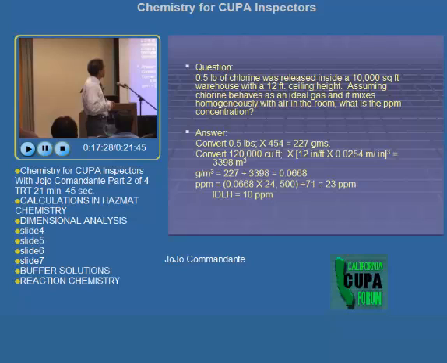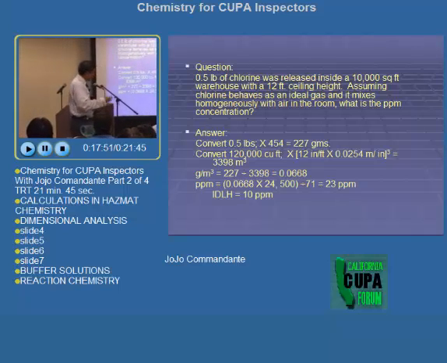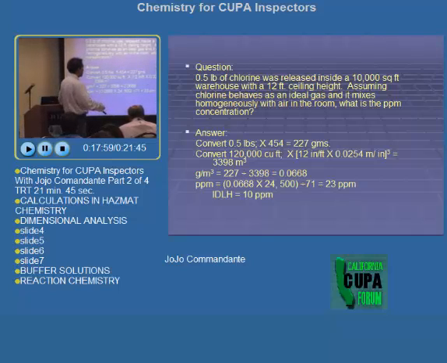So therefore, what is the gram per cubic meter? When you convert this to cubic meter, it's 3398, and you already have the grams. Therefore, gram per cubic meter is 0.0668. Believe me, I use a calculator. Now, what is the ppm? Using the formula from the previous slide, you multiply 0.0668 by 24,500, then divide by the molecular weight of chlorine, and you get 23 ppm.